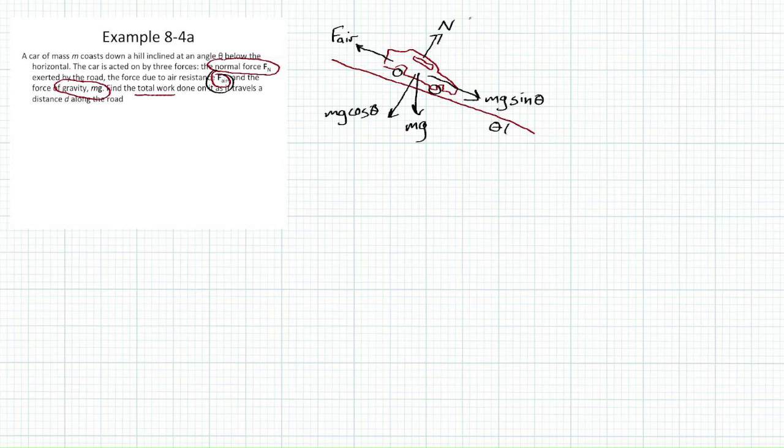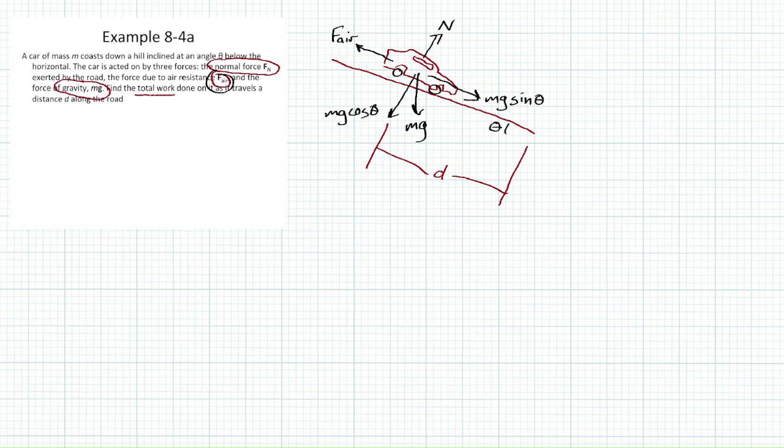Okay, so the question is, what is the total work done on the car? By the way, we have one more thing to draw in here. Here is our D, our displacement. So the car is being displaced down the hill, parallel to the surface of the hill, right there.